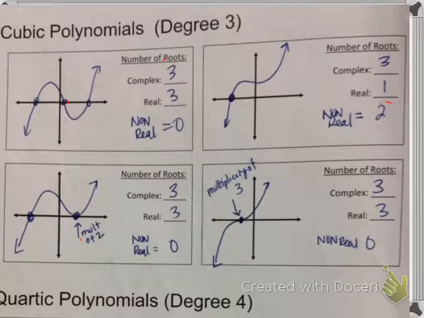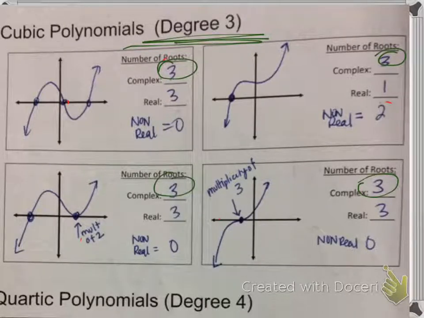You guys take a minute and pause the video right here and just make sure you get this copied down. But let me just explain to you what it's talking about. All graphs with degree 3 are going to have 3 complex solutions, meaning that the degree tells us how many solutions we're looking for. Some of them will be real and some of them will be not real.